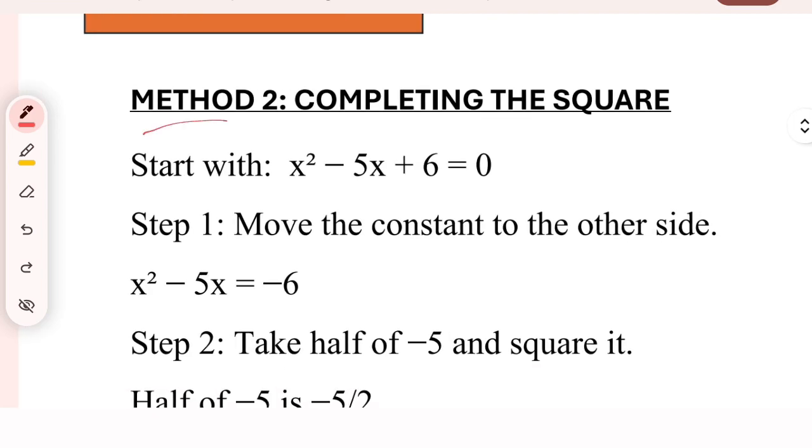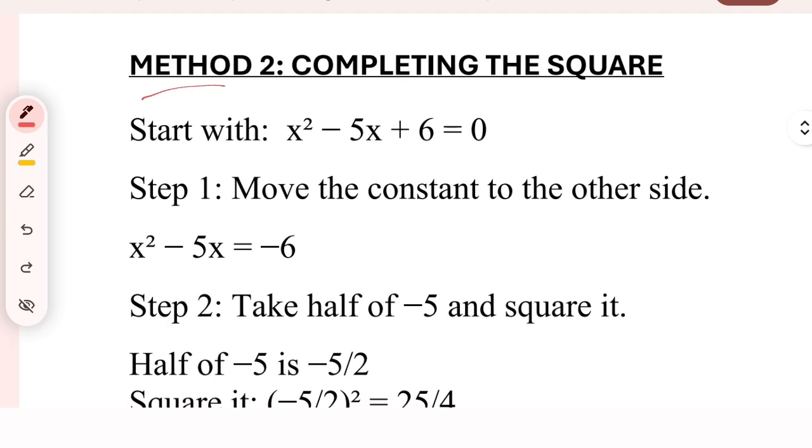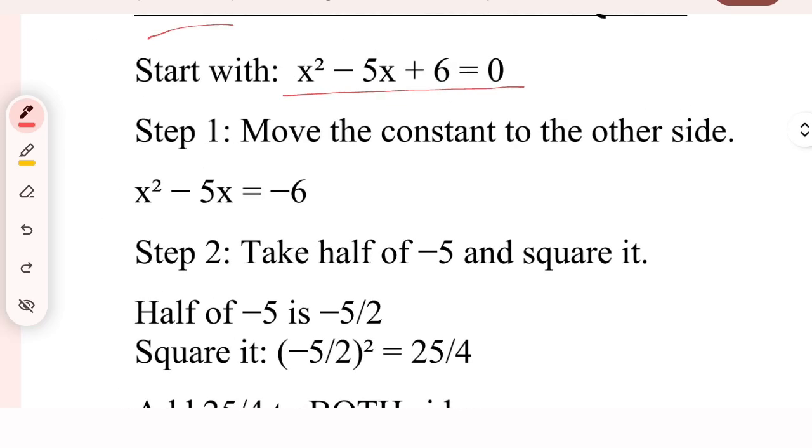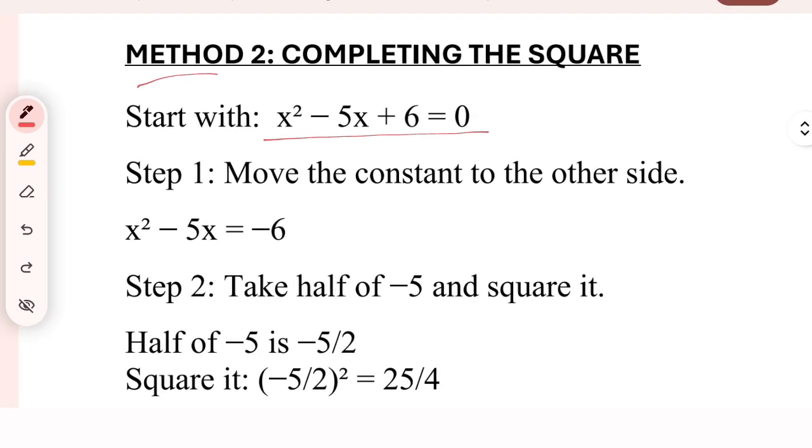Now let us apply method number 2. Method number 2 is what we call completing the square. We complete the square. Again, we are given the quadratic equation. How do we complete the square? This is how we will complete the square.